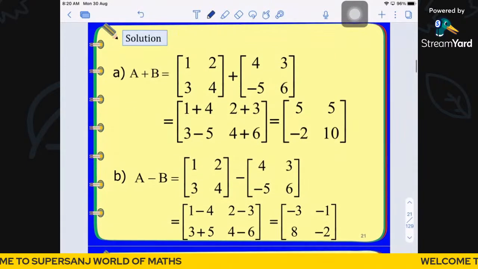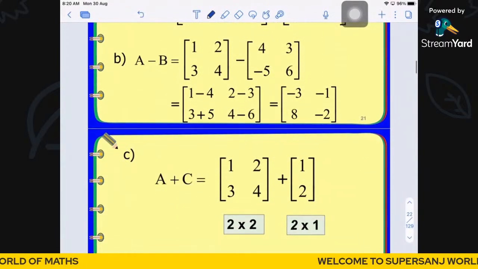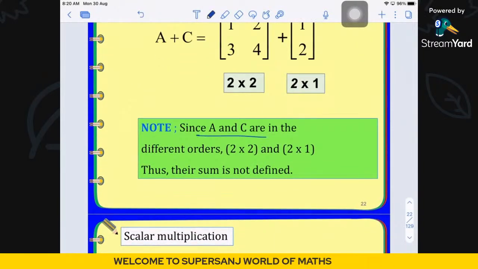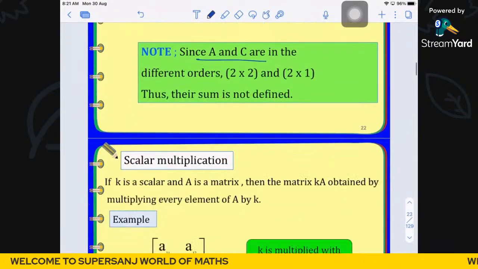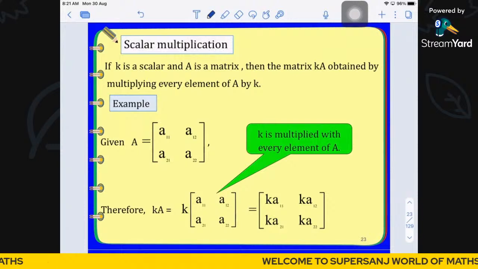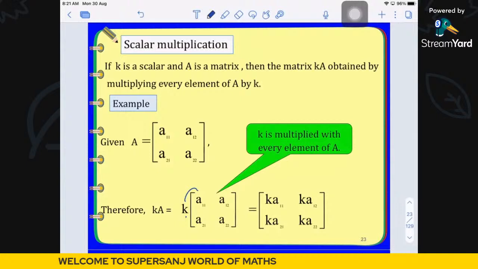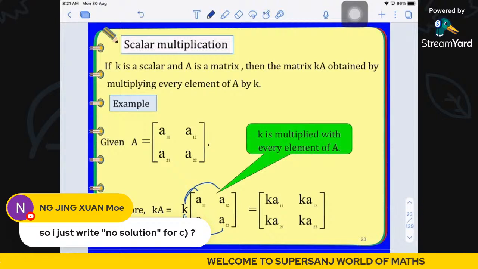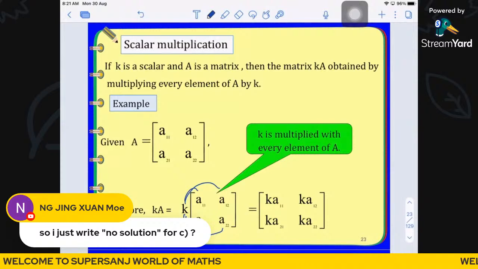Next one is what we call scalar multiplication. Under scalar multiplication, it is more interesting. Any scalar or any constant, when it's multiplied by a matrix, you just take the constant and write it inside. Understand? Jinsuan asked me just now that for C there, write down no solution. Yes, correct, Jinsuan. You just write down no solution over there. Clear, Jinsuan? Okay, very good. No problem over there.